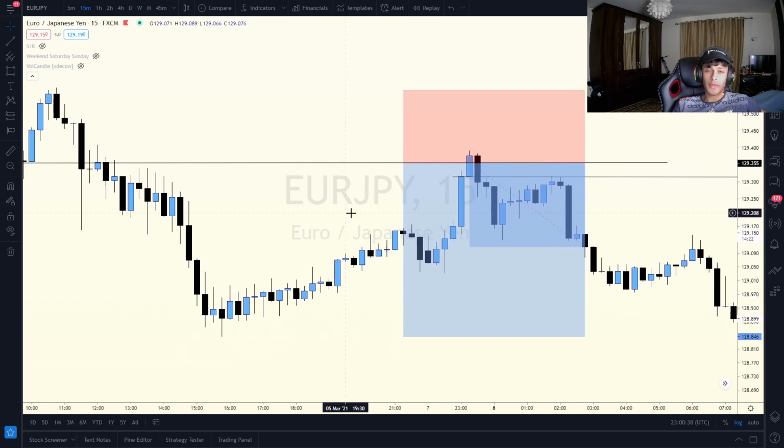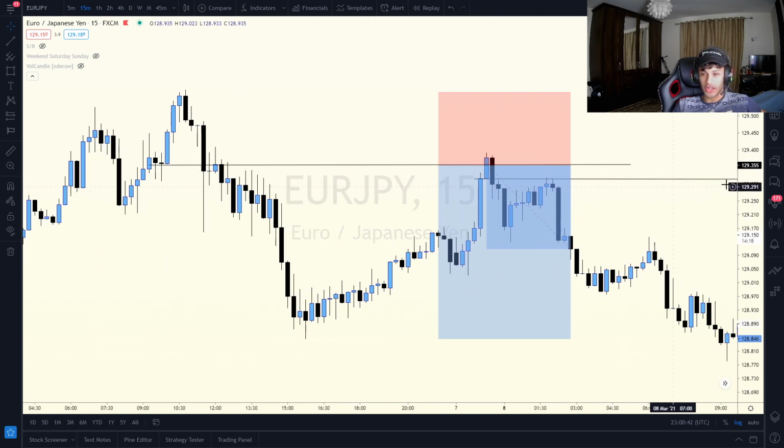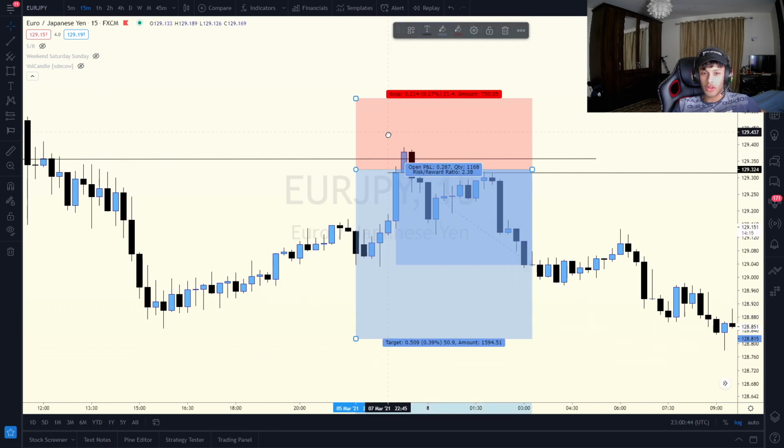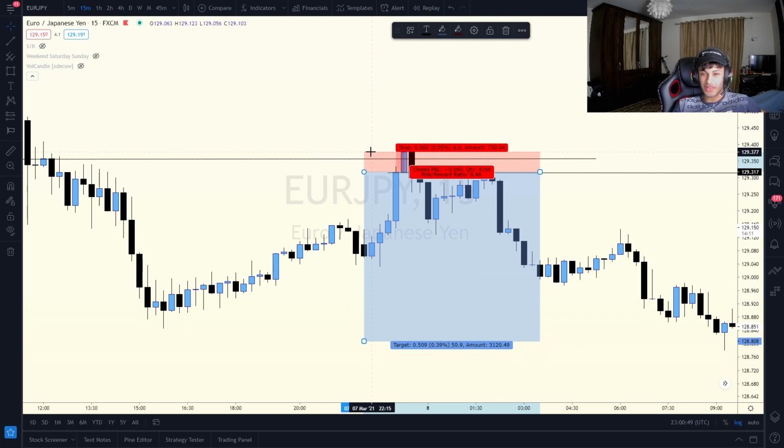Okay, so let's say you don't get into this trade, and instead you try and get in on a mitigation trade right here on a smaller time frame. So now what you can do is get in right here at the open and look at your stop loss. Now it's only 6 pips.